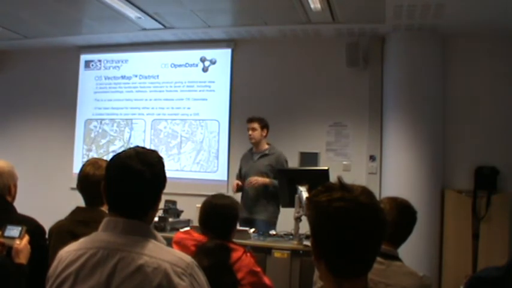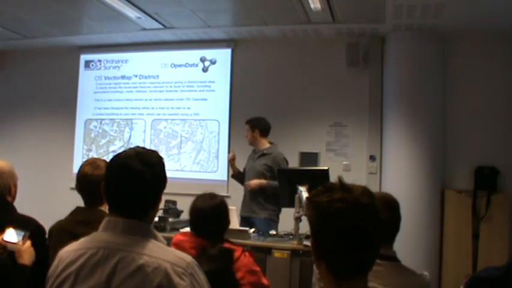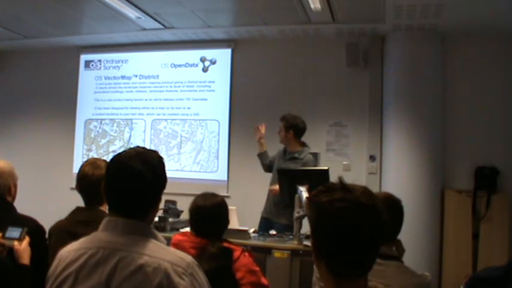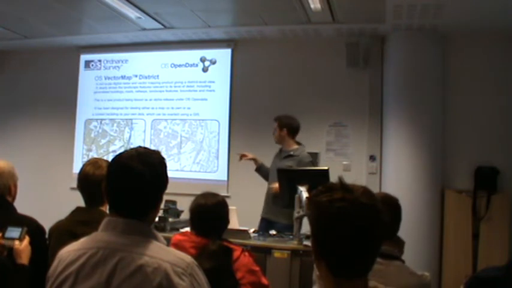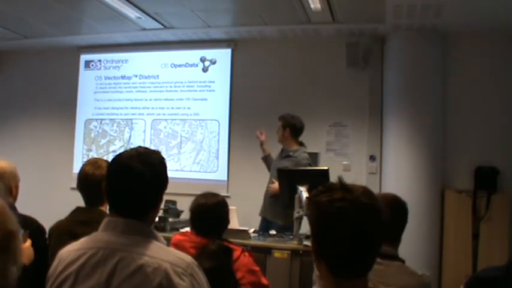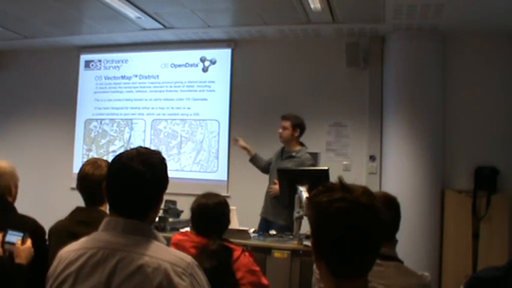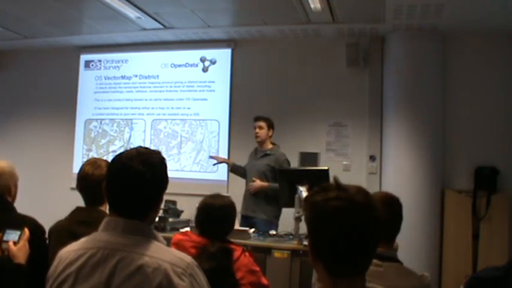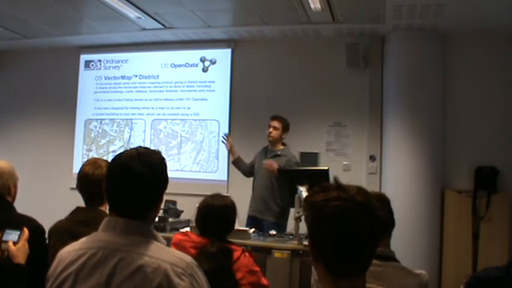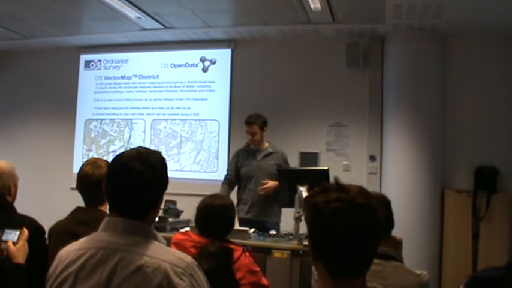Moving on to the vector products, this is a product called Vector Map District. Strictly speaking, it comes in both a raster and a vector format. It's designed specifically for use on the web. So you can either take the raster, which has been styled by OS, or you can take the vectors and then style that as you would like yourself, dropping features and highlighting others depending on your particular use case.